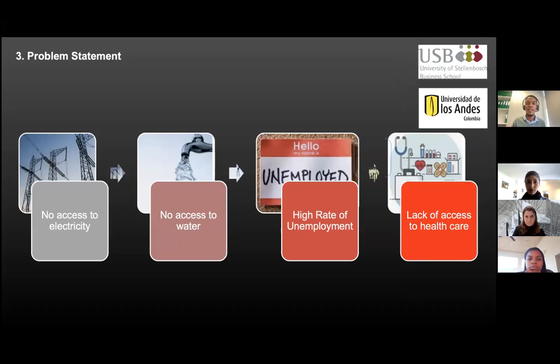Further, because we are focusing on an informal settlement, which has various issues, such as no access to electricity, no access to water, a high rate of unemployment, and the last one is the lack of access to healthcare, these are the issues that the community of Xakabantu in the Western Cape are facing.